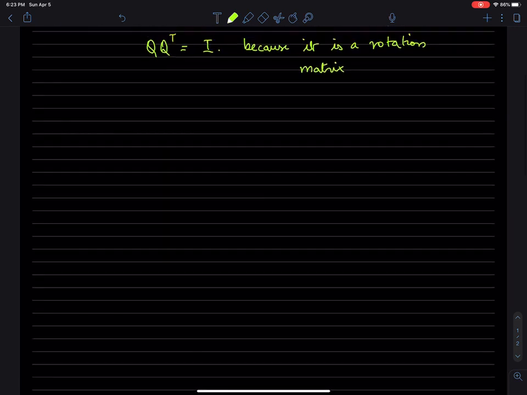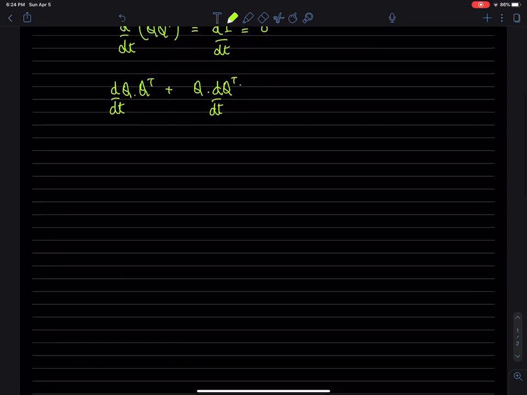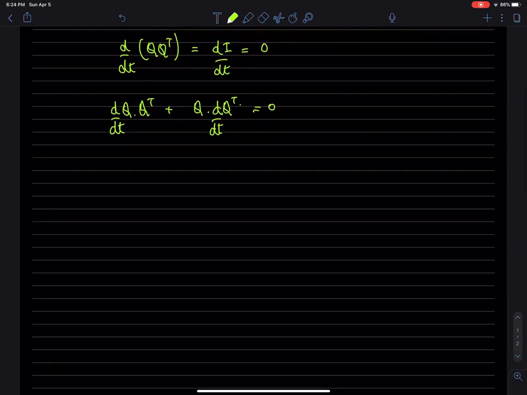Okay, now let's differentiate both sides. So d by dt of Q Q transpose equals d by dt of I, the identity matrix, which is just zero, because the identity matrix is just a bunch of constants. Okay, so what is the d by dt of Q Q transpose? Using the product rule, it's d by dt of Q times Q transpose plus Q times d by dt of Q transpose. And that's going to be equal to 0. So what does this look like? Let's rearrange this a little bit.